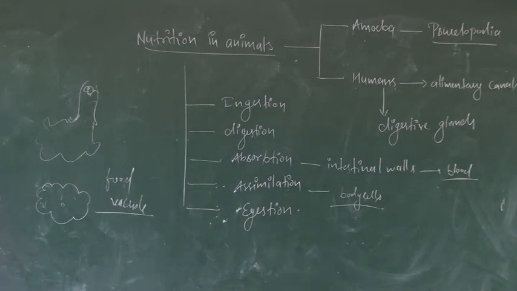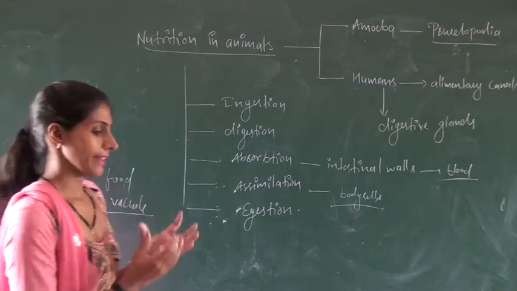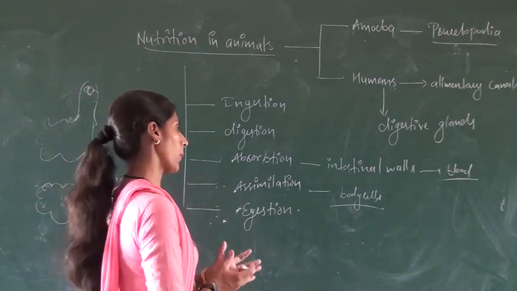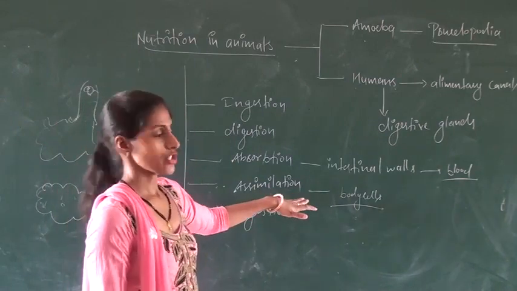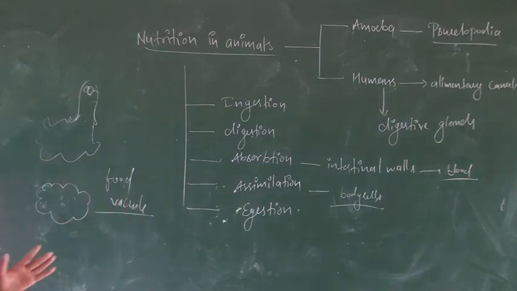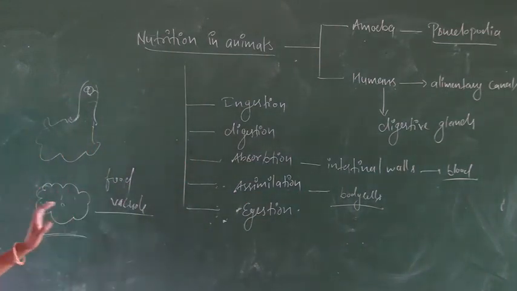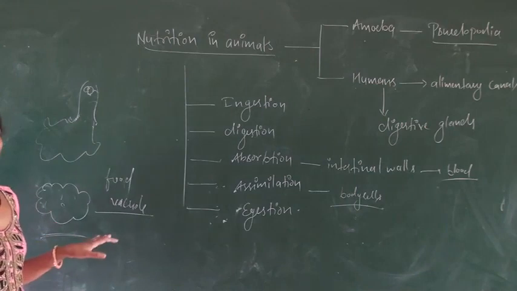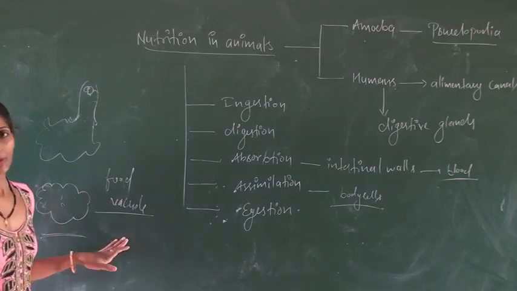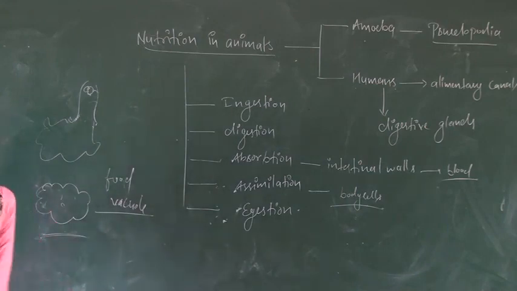After that, the assimilation process takes place. In this assimilation process, absorbed food in amoeba is used to get energy, and some undigested food is separated out. In the last process, egestion, the undigested food is thrown out of the body. This is the nutrition process in amoeba.